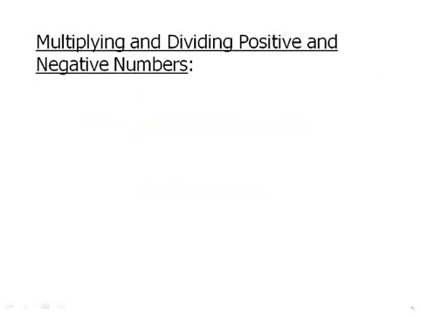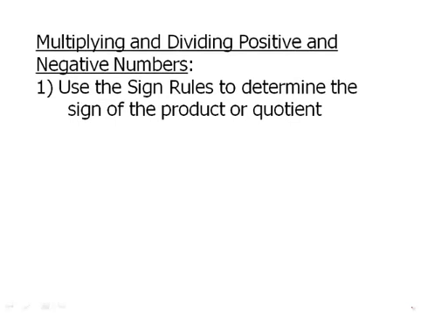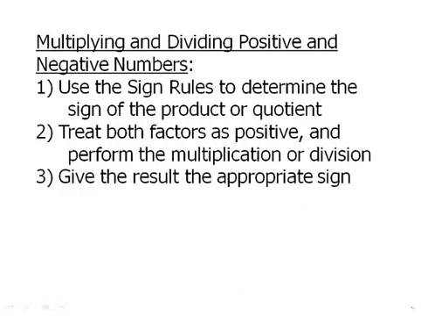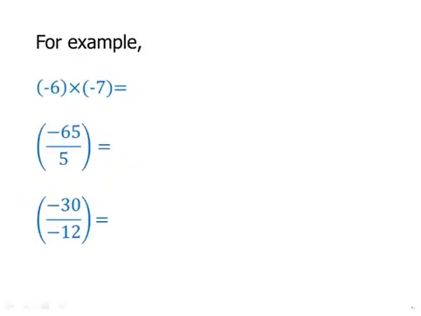Multiplying and dividing positive and negative numbers. First of all, always use the sign rule. Before you do any arithmetic, use the sign rule to determine what the sign of the product or the quotient will be. Determine the sign first. Once you determine the sign, treat both factors as positive and simply perform ordinary multiplication and division as you would with positive numbers. And at the end, give the appropriate sign. So you're going to separate out figuring out the sign from the actual arithmetic of the multiplication or the division. For example, pause the video here and find the answers to these three.